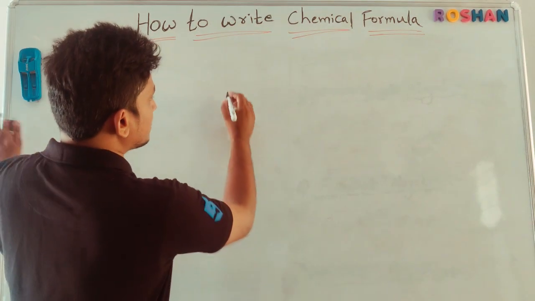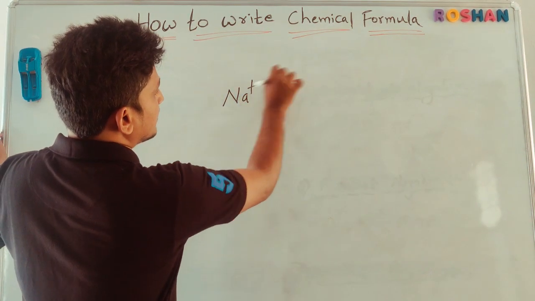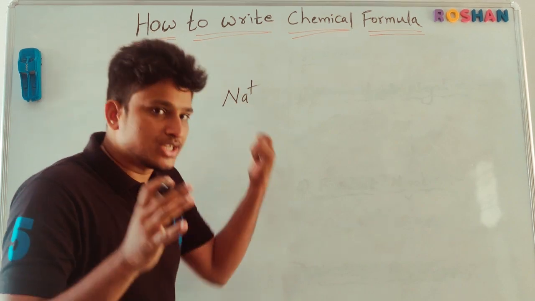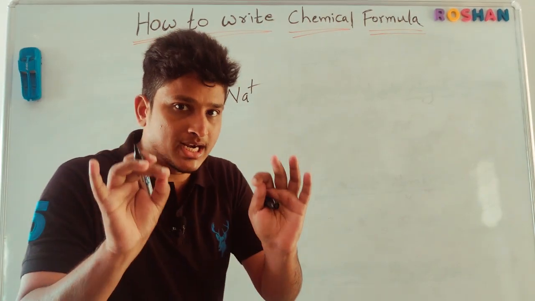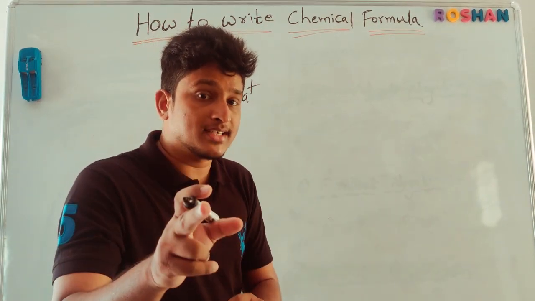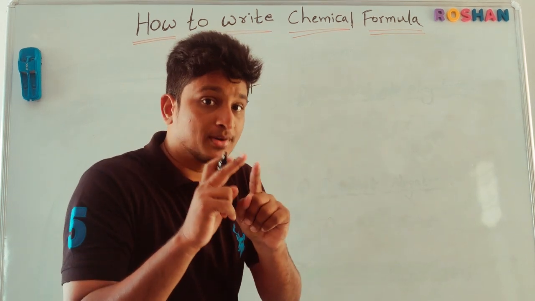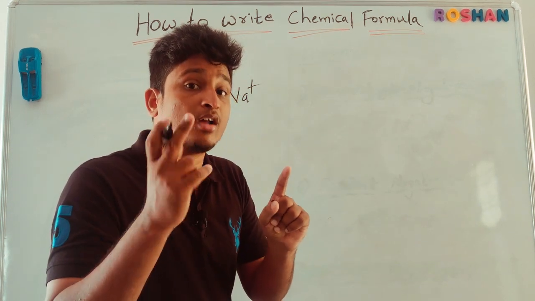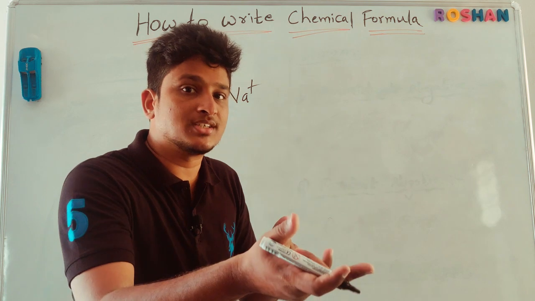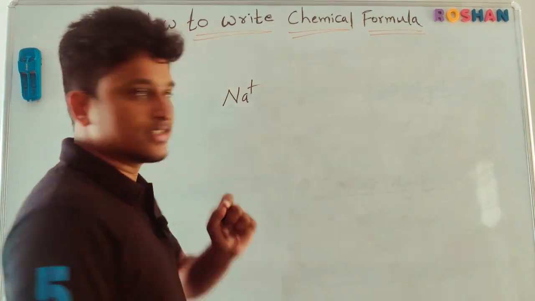Let's see an example, students. For example, what is sodium ion? Na+. What I am saying? These charged ions, they do not exist independently. Then how do they exist? Always in the combined form. Combined form means how do they combine? Do they always combine with the same charge or the opposite charge? Opposite charge only. Okay.